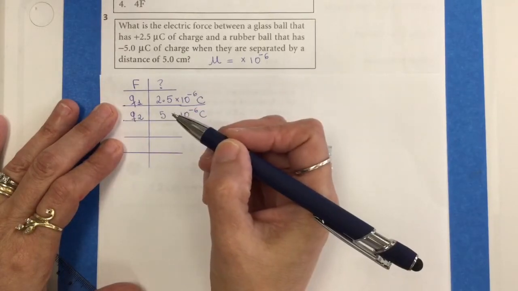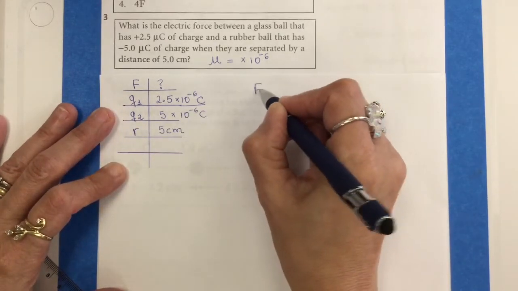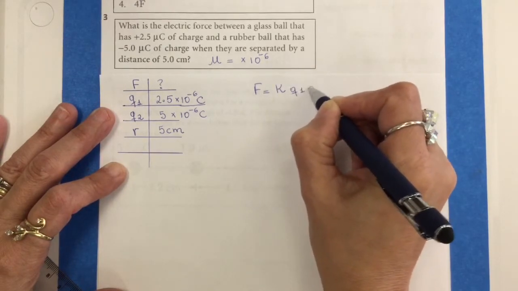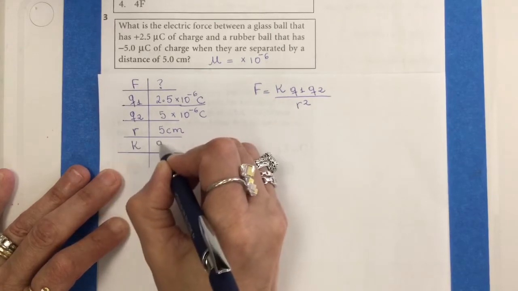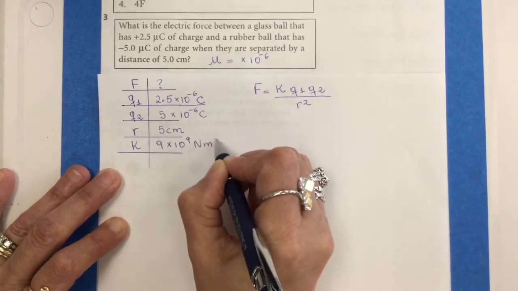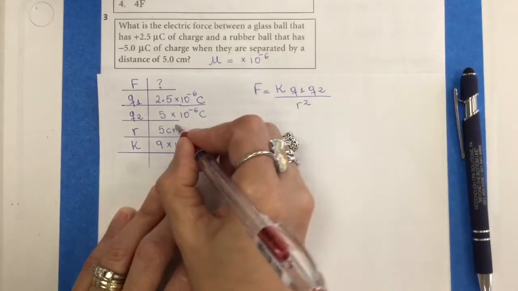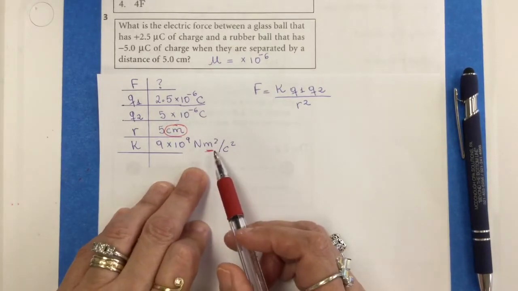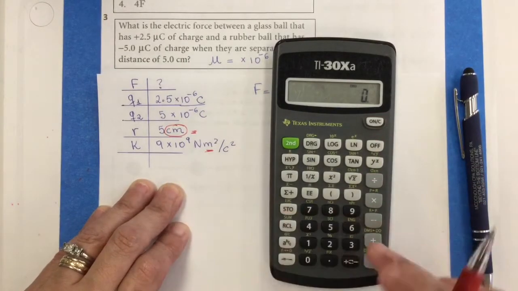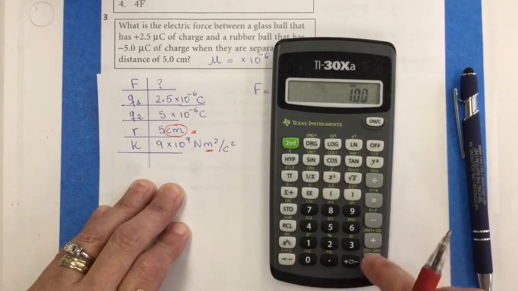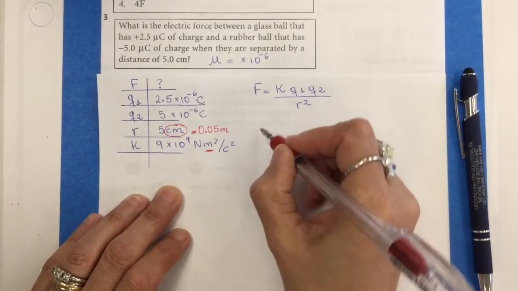What else do we have? We have the distance, 5 centimeters. And the formula that we are using is Q1, Q2 over R squared. So K is 9 times 10 to the 9 newton meter squared per coulomb squared. Now I'm going to check my units. I noticed this one does not align with what we have for our Coulomb constant. So we need to convert. To convert centimeter to meter, you divide by 100. So 0.05 meter.